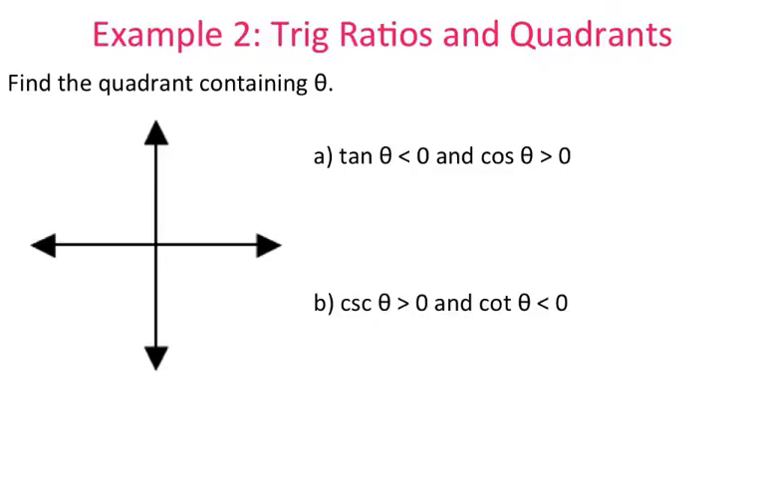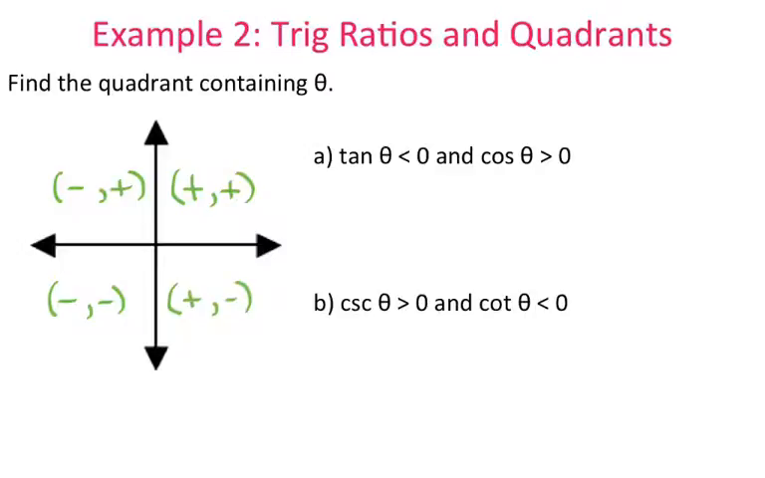The next thing we're looking at are trig ratios and the quadrants. So let's look at the quadrants first. What I'm looking at with the quadrants is the actual signs of the points in the quadrant. So for example, in my first quadrant, x is positive, y is positive. Second quadrant, x is negative, y is positive. Third quadrant, they're both negative. And fourth quadrant, x is positive, y is negative.